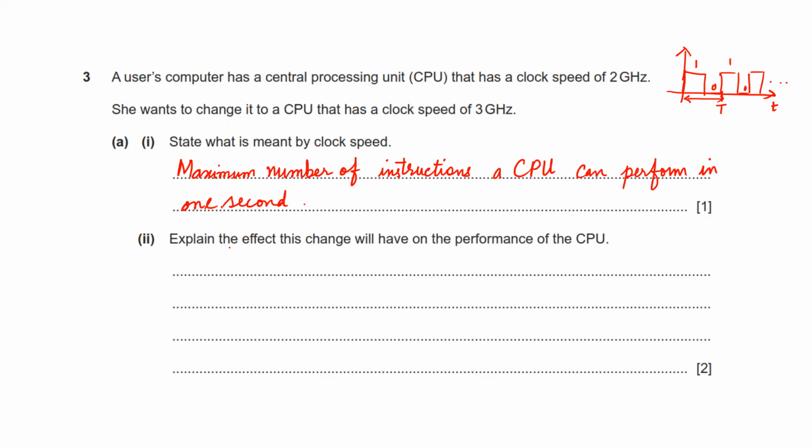Then it says, explain the effect this change will have on the CPU. So basically, it's moving from 2 gigahertz to 3 gigahertz. Performance will be increased because the CPU will be able to perform more instructions with the increased gigahertz, and overall the system will become faster. So just simply write in words.